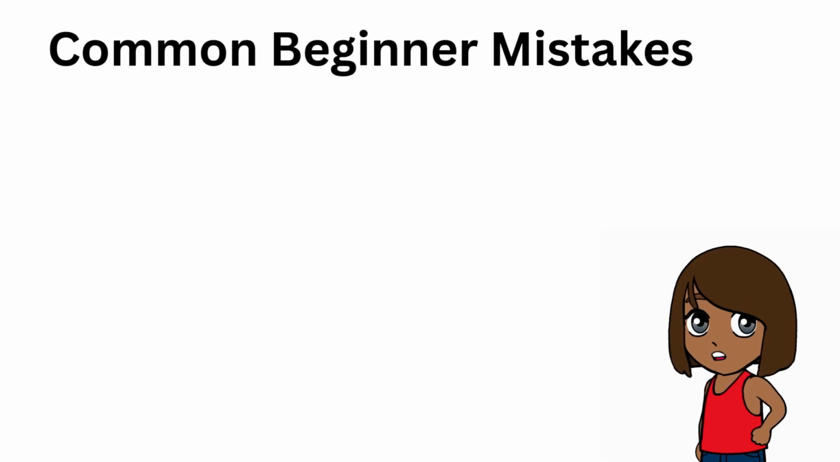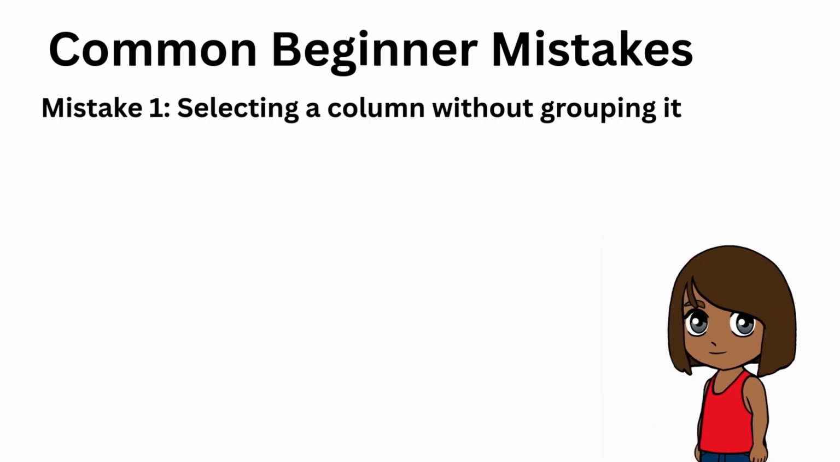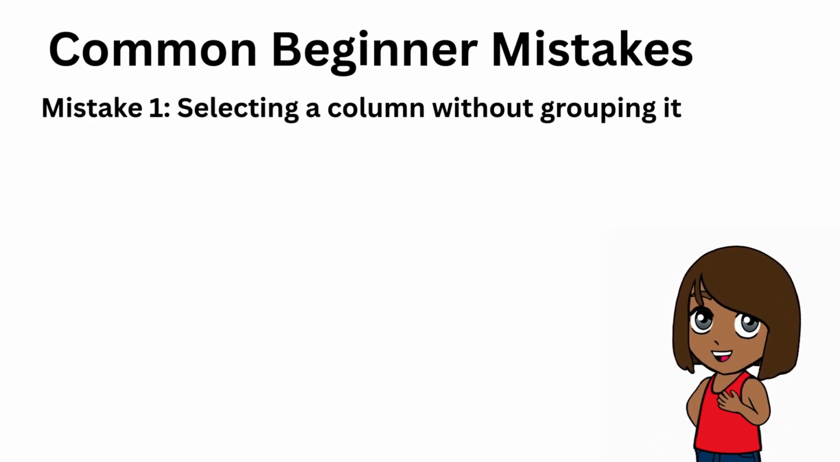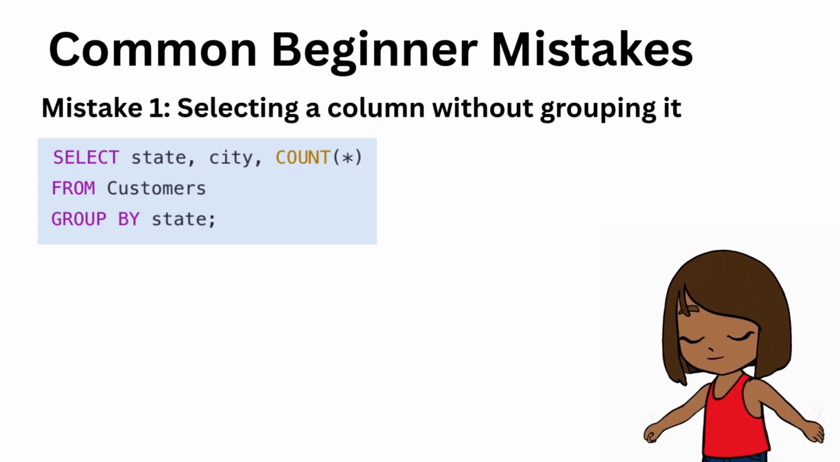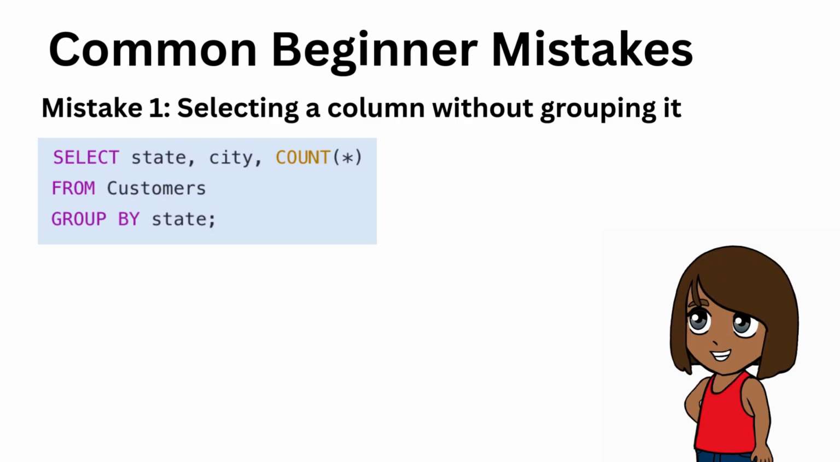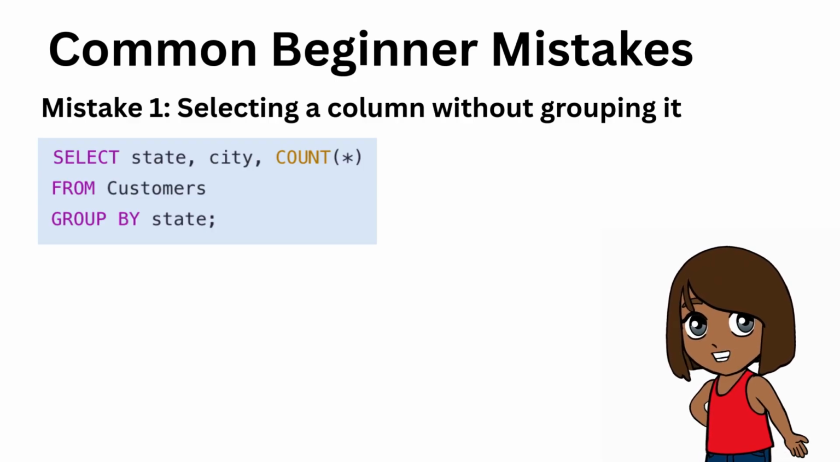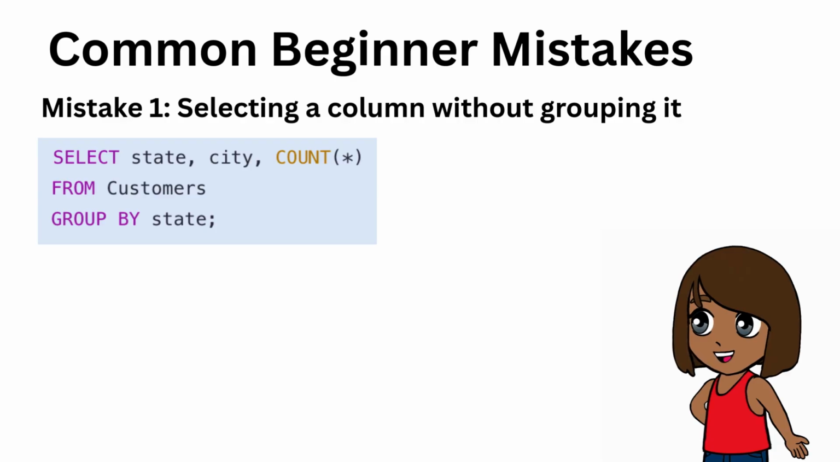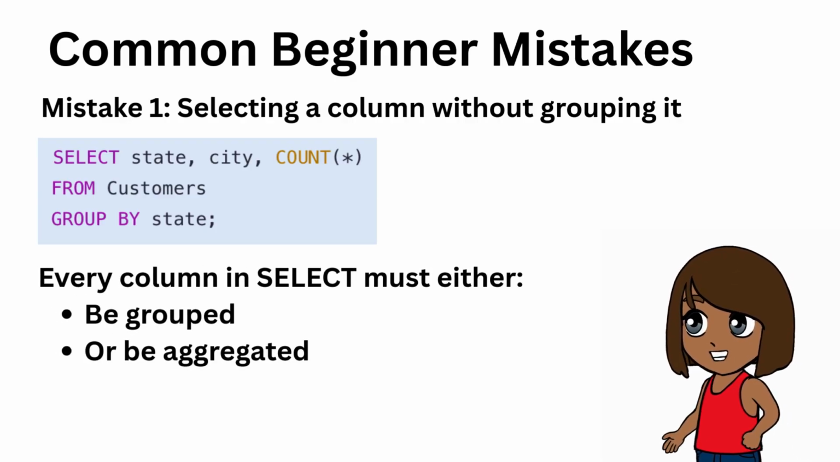Now it is important to address common beginner mistakes. The first mistake is selecting a column without grouping it. Here is an example of a query that would not work. This causes an error because first you selected a city, but you didn't group by city, and city isn't inside an aggregate function. Every column in select must either be grouped or be aggregated.